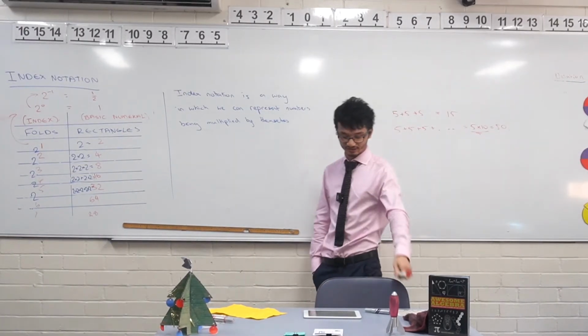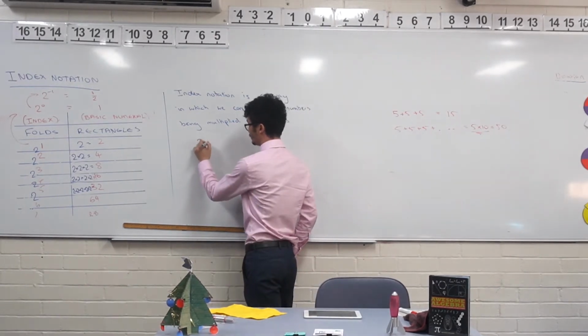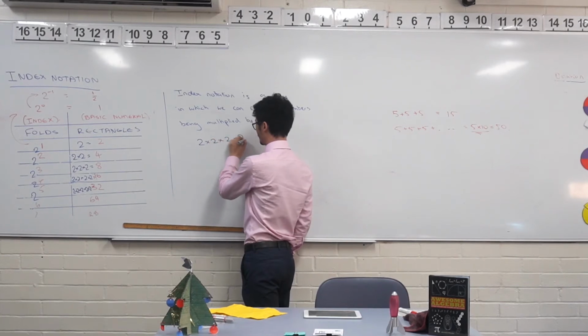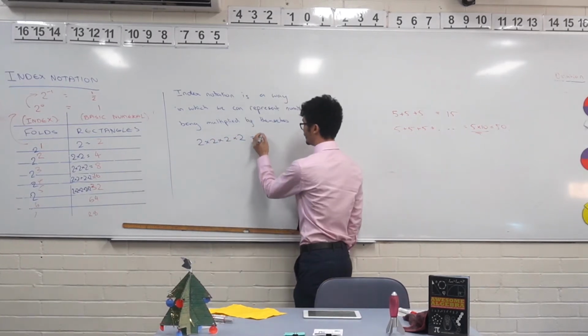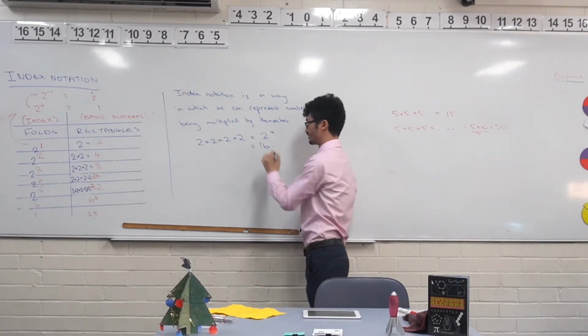In the same way, indices are the same. So we had a look over here at an example. 2 times 2 times 2 times 2, that's the same as, and if you check on your calculator, you get 2 to the power 4, which is also the same as 16.